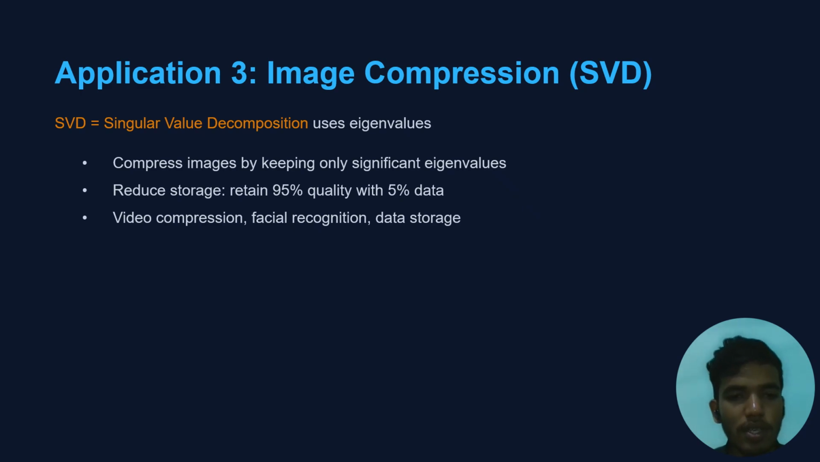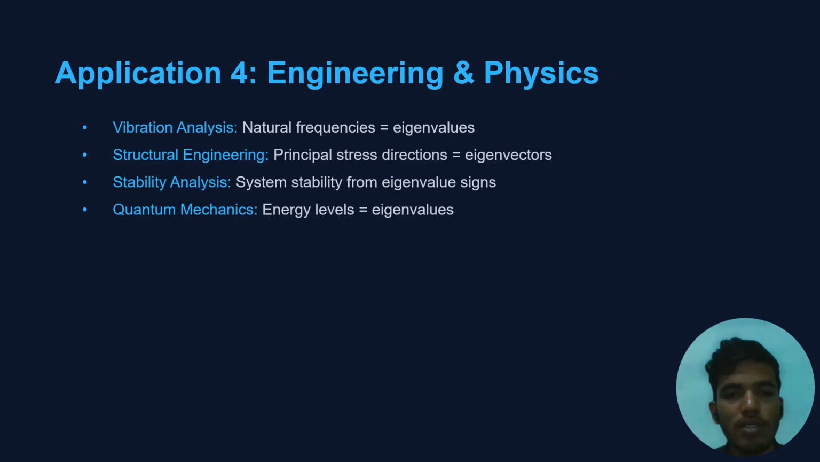That's the principle here: compress images by keeping only significant eigenvalues. Reduce storage, that is one advantage. Retain 95% quality with 5% data. Video compression, facial recognition, and data storage are major improvements.